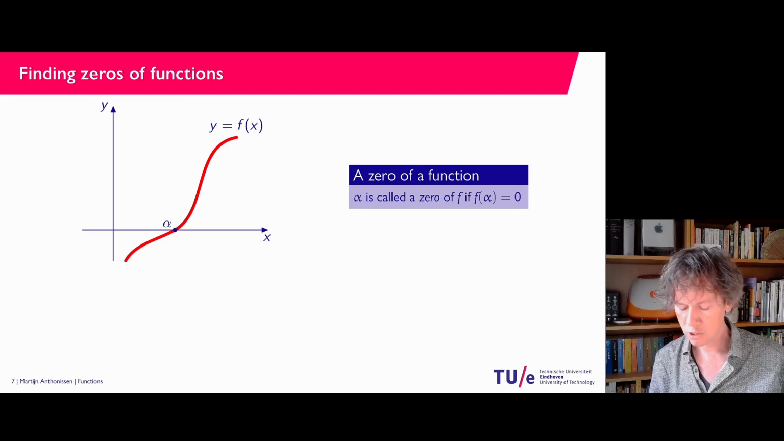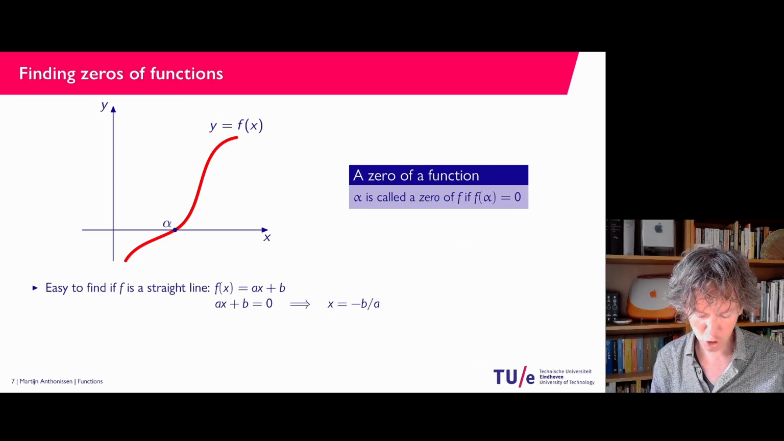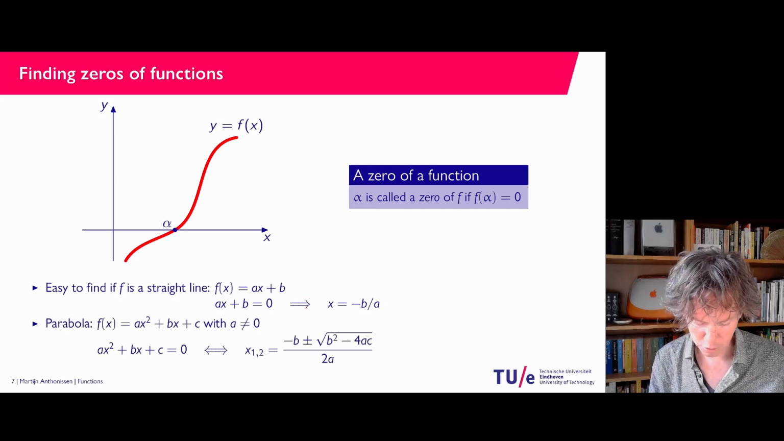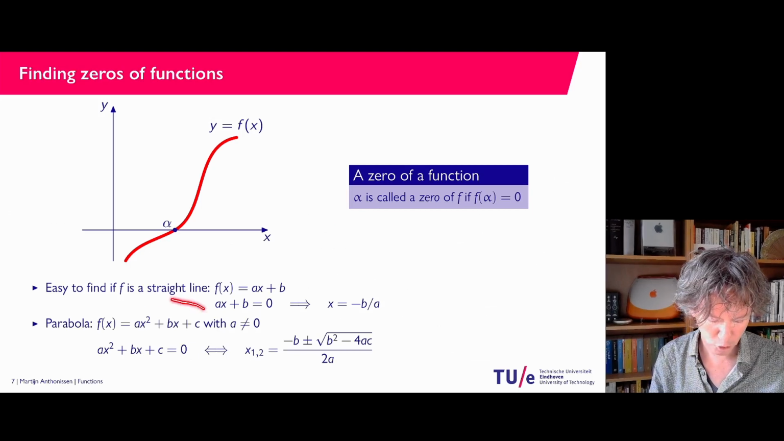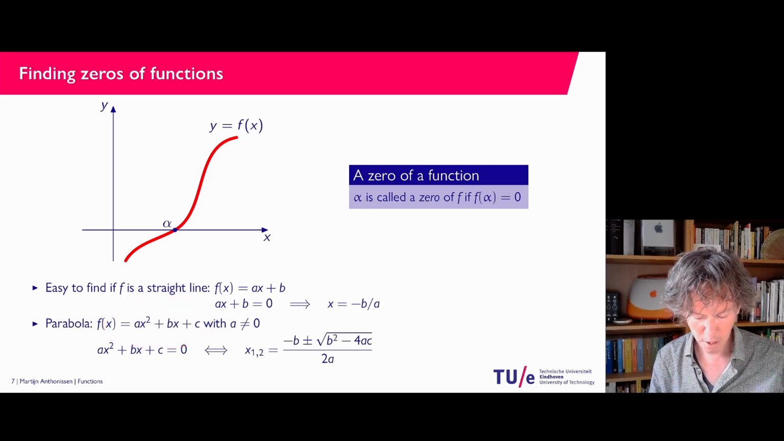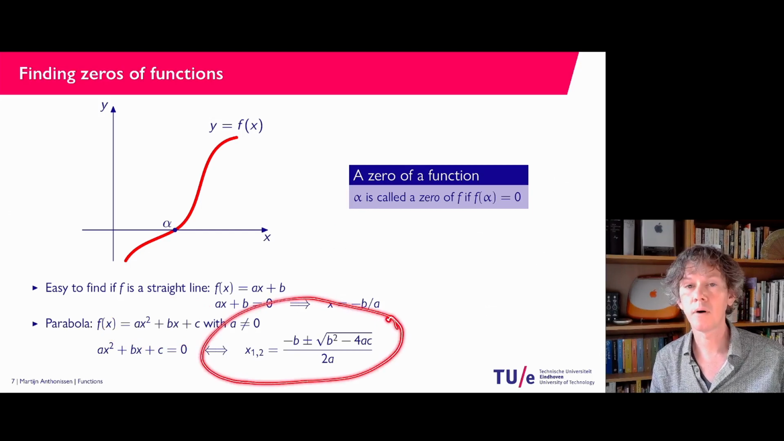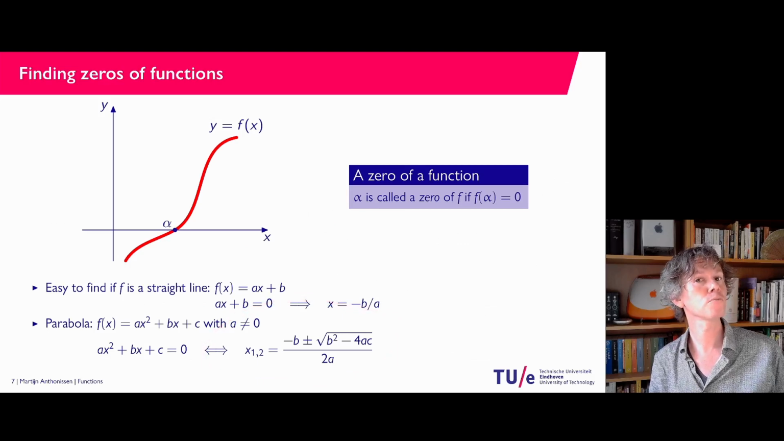Now sometimes that is an easy question to answer. For instance, if you have a straight line, f of x is ax plus b, well, you can simply find an expression for the zero. Also, if you have a parabola, you know that's still from high school, ax squared plus bx plus c, then you have this standard formula that you should know by heart. So there are two possible zeros, minus b plus or minus the square root of the discriminant. Discriminant is b squared minus 4ac divided by 2a. So here you can find a simple expression for that.